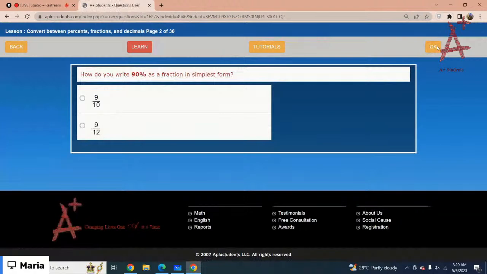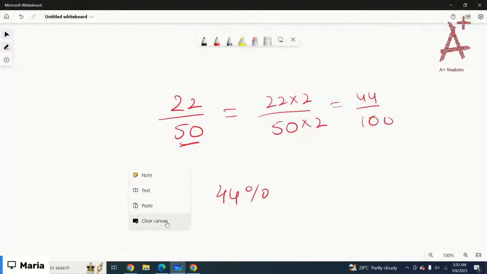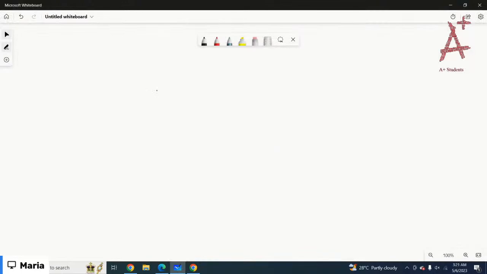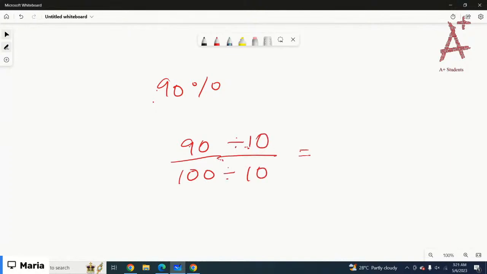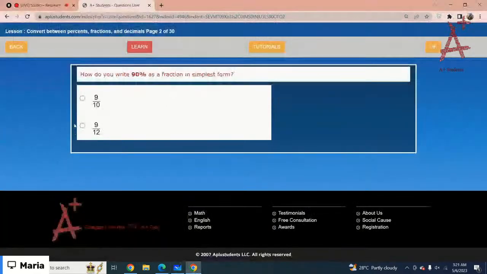Okay. How do you write 90% as a fraction in simplest form? So you have 90%. 90% means 90 out of 100. So just convert it to simplest form, divide by the common factor 10. It would be 90 divided by 10 is 9 and 100 divided by 10 is 10. So it would be 9 over 10. So the correct option is 9/10.